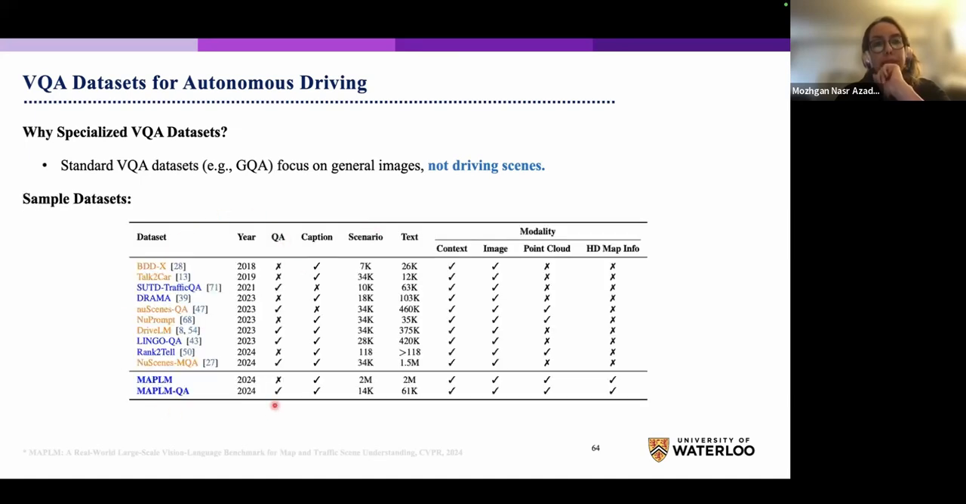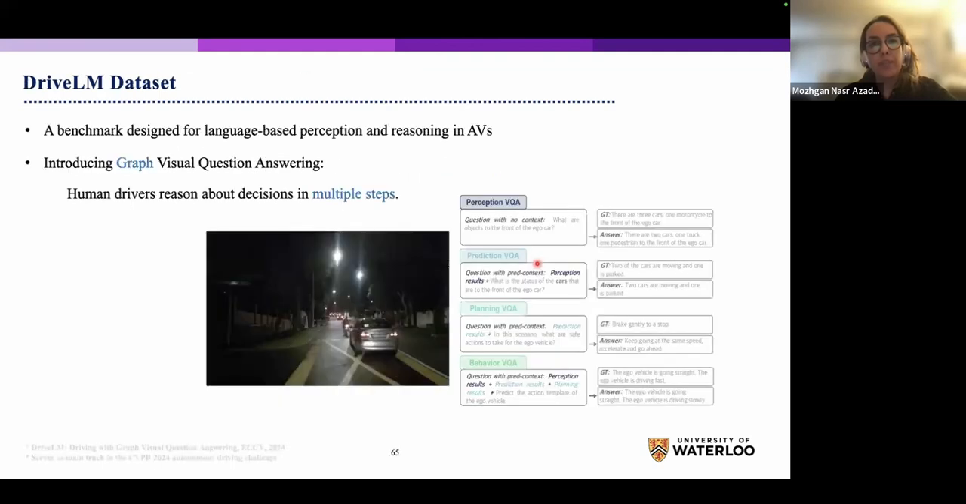Here we can see some sample data sets that are available to use for research purposes, and you can see the year they were introduced. This is only up to mid 2024, and we will see some later data sets as well within the examples. You can see that these data sets can have questions and answers based on a driving image. They can have captions, only a description of a driving scenario. This is the number of frames each data set has, and the number of question-answer pairs or captions. And these data sets may include only a textual description, an image, or point clouds and HD maps. We will talk about different modalities in further slides as well. Now, let's see some real examples of available data sets.